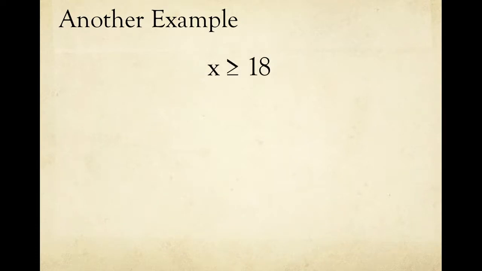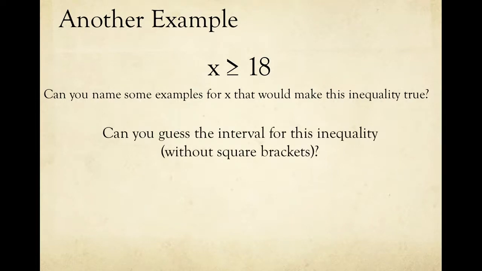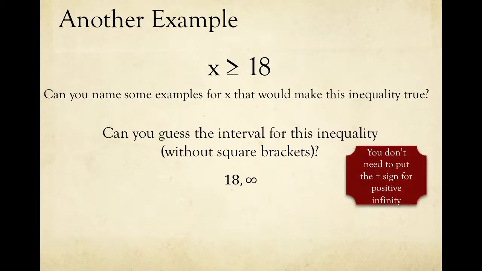Here's another example. x is greater than or equal to 18. Can you name some examples of x that would make this inequality true? Well, I can: 18.5, 19, 20, 100, 1,000, a million. Can you guess the interval for this inequality without square brackets? It will start at 18 and it will end at positive infinity. You don't need to put the positive sign for positive infinity. We assume it's positive when there's nothing there. If you're unsure, draw this number on a number line.